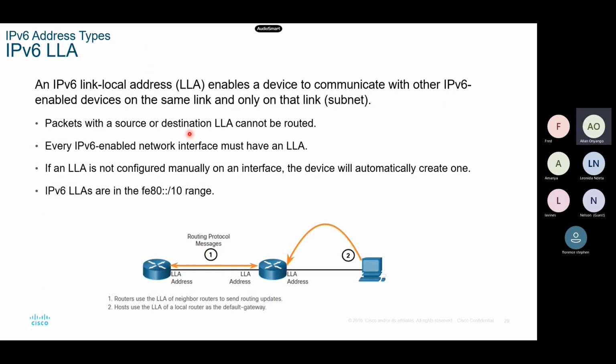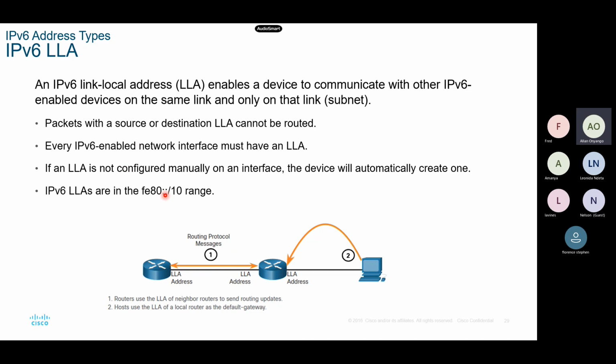I talked about the link local addresses, which are only used for communication within the same link or within the same network. So this is a network, this is a network. Each of them will have their own link local address. So they are not routable to the internet, and they cannot be, of course, routed to the internet.